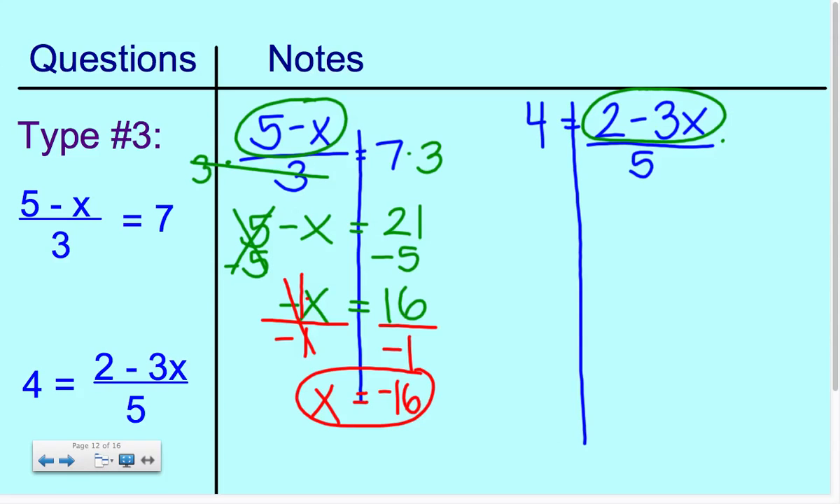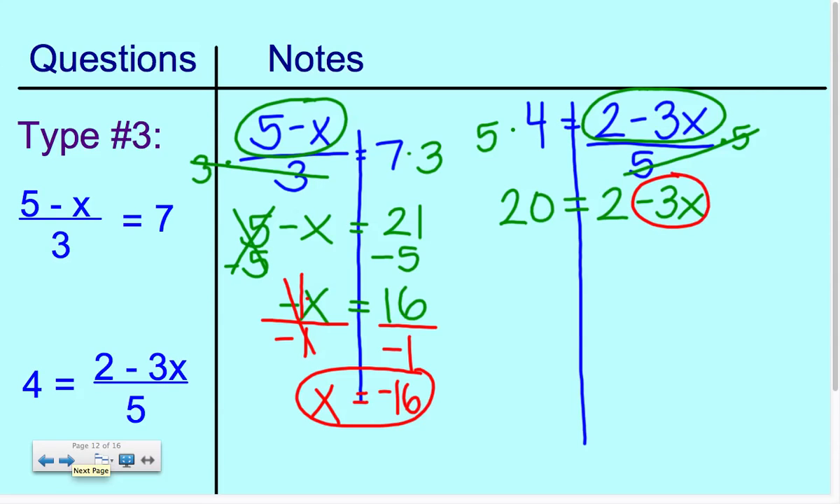To get rid of my third wheel, the 5, I times on both sides. 4 times 5 is 20. These cancel, so I'm left with 2 minus 3x. Now if I ask you who your couple is a second time, hopefully you'll circle the negative 3x. Get rid of the third wheel, which is the 2. 2 is positive, so subtract 2 on both sides. Bring down the negative 3x. 20 minus 2 is 18.